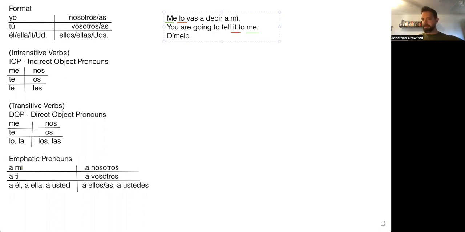¿Sí o no? ¿Me lo vas a decir? Dímelo, por favor. Dime. Dímelo.